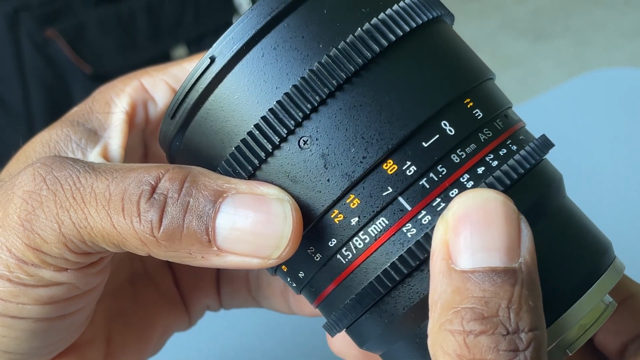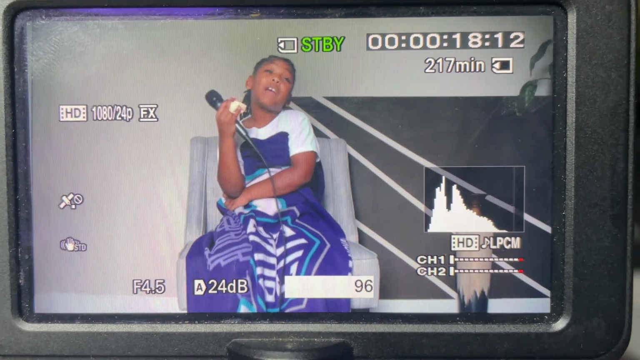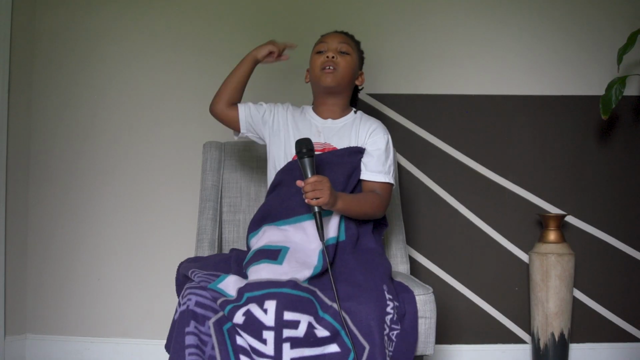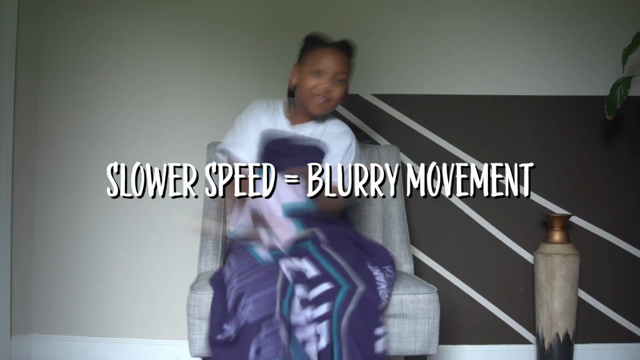Now exposure. This is where shutter speed, ISO, and aperture come in. They form the exposure triangle. Your shutter speed controls motion. For video, 1/50, 1/60 gives a natural motion blur. Faster shutter speed, sharper motion. Slower, blurry movement. ISO is light sensitivity. The lower the ISO, the cleaner the image. Higher ISO adds grain and noise to your picture.